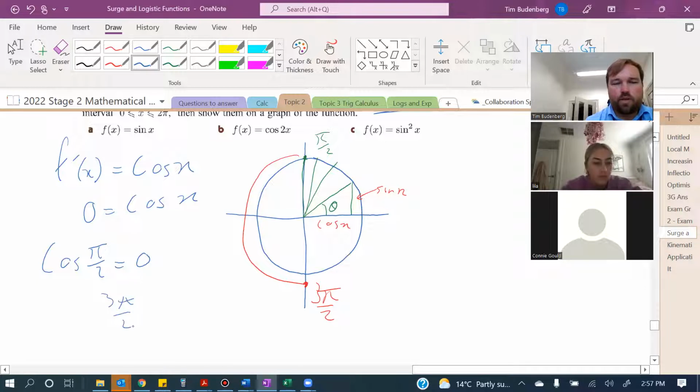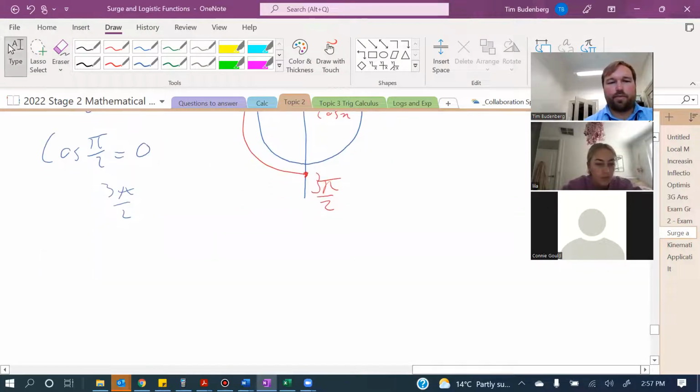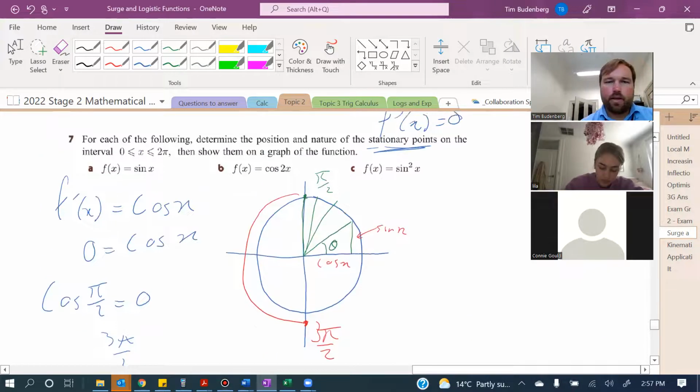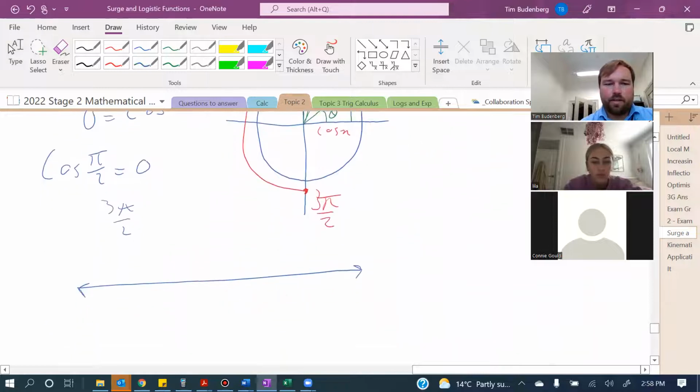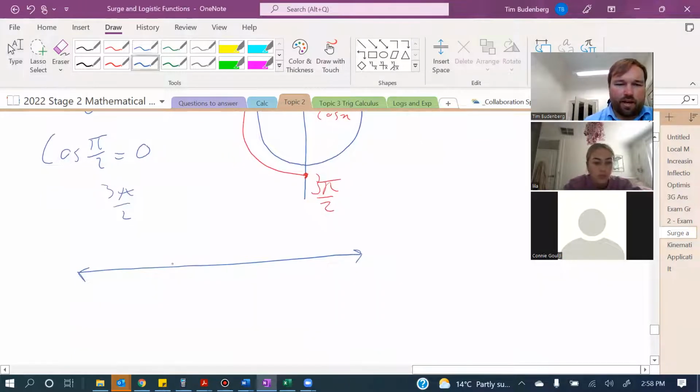So your sine diagram would look something like this. You're only told to consider between 0 and 2π, so you're going to have a π/2 and a 3π/2. Then you will need to figure out the signs in between them.